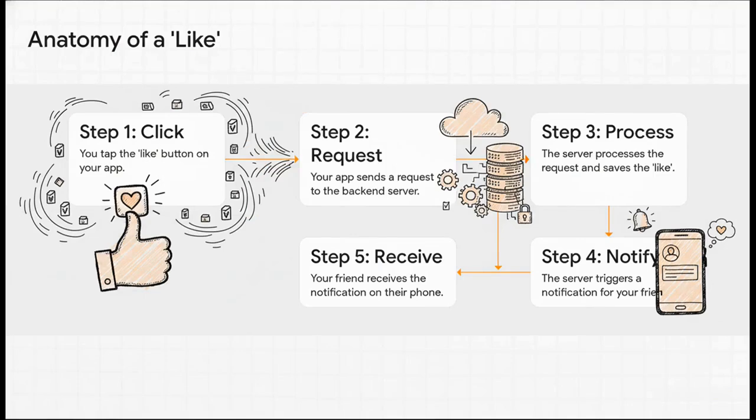Okay, so boom, you tap the like button. First, your phone sends this little tiny message, a request, out onto the internet. Second, that request zips over to the backend server. Third, the server does its thing. It processes it. Fourth, it then shoots a new message all the way to your friend's phone. And finally, fifth, that notification pops up on their screen. And all of this happens in like the blink of an eye.